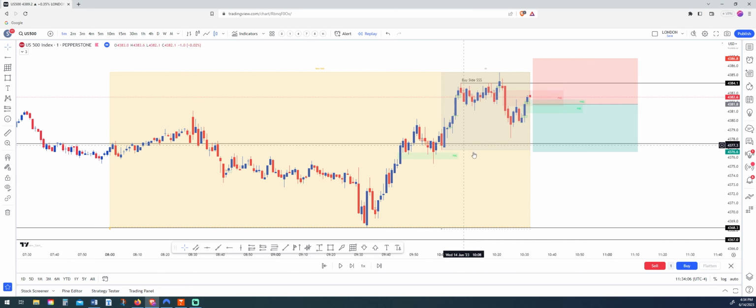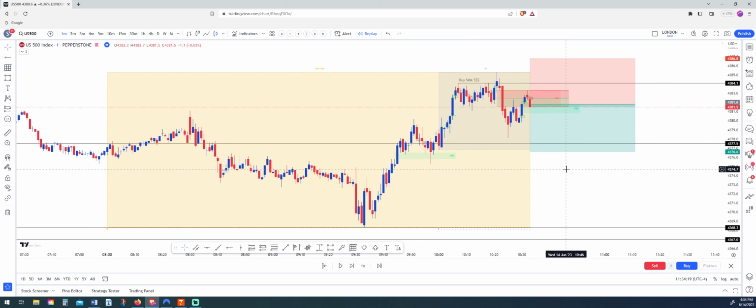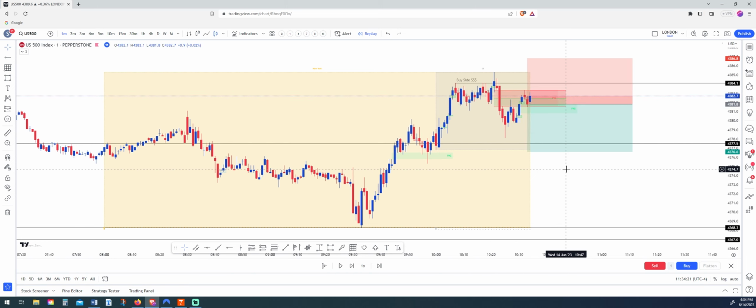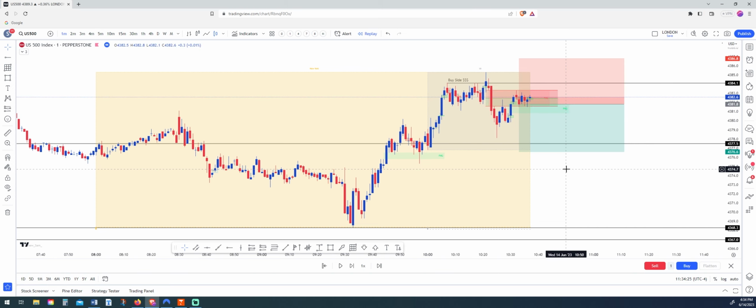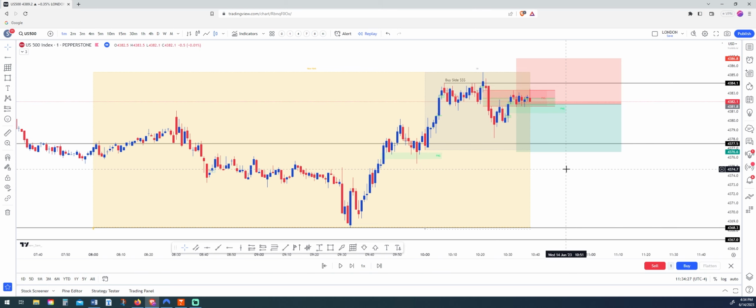Deeper into this fair value gap. One thing I will highlight on the fair value gap is the 50% area. I like to monitor what's happening around the 50% region, see how well that's holding. So we're just kind of closing above the 50% at the moment. Rejection off the 50%. So we're hovering around that 50% in the fair value gap.